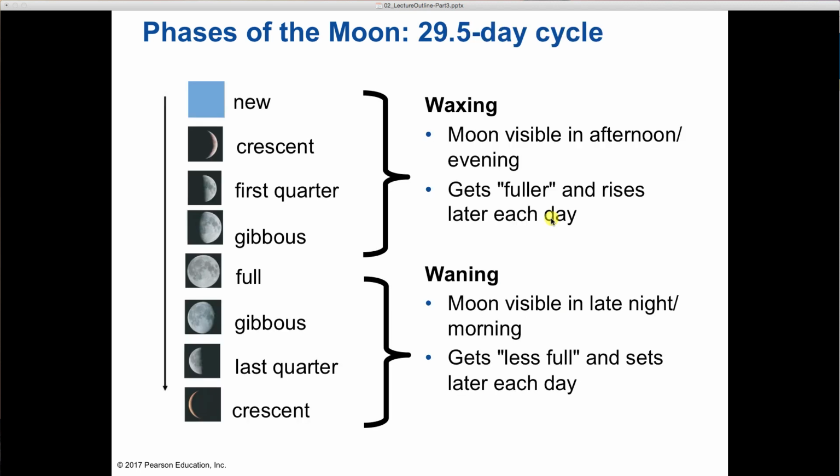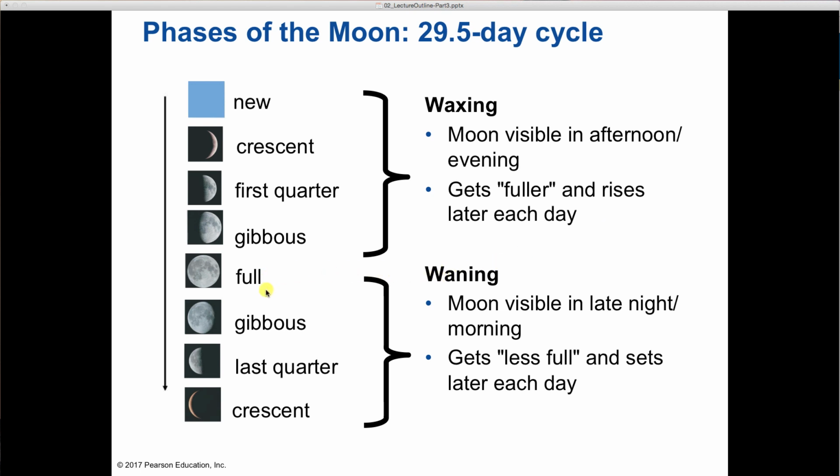So these are the phases that we've talked about. New moon, crescent phase, first quarter, and gibbous. So these would be waxing crescent, waxing gibbous. Light is increasing on the moon, and then we get to a full moon. These are all moons that are visible in the afternoon or evening, and the moon is getting more and more full, and it rises later and later every day.